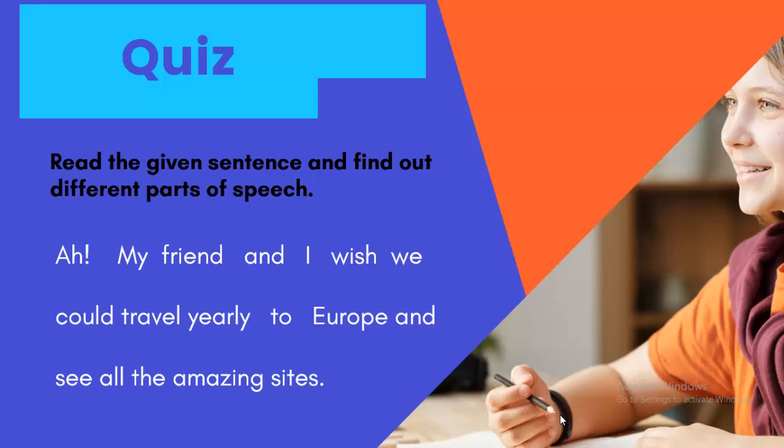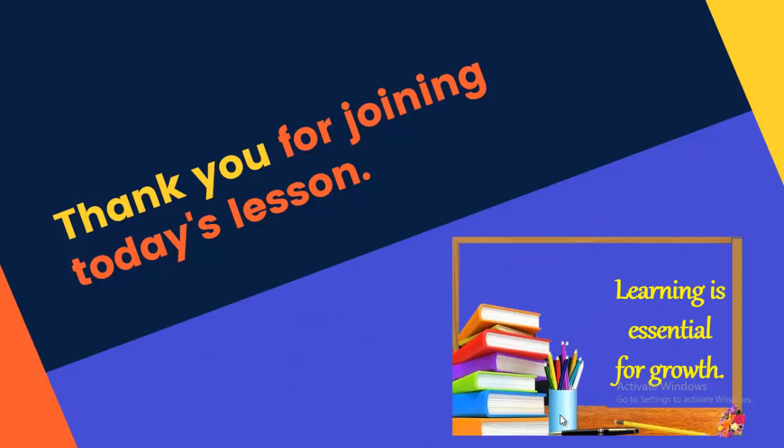The word is an interjection. My, I, and we are the pronouns. The word and is a conjunction or a joining word. Friend, Europe, and sights are the nouns or naming words, whereas the verbs used in this sentence are wish, could, travel, and see. The word yearly is an adverb and the word to is a preposition. The describing word or adjective that has been used in this sentence is the word amazing, which is describing the noun sights.